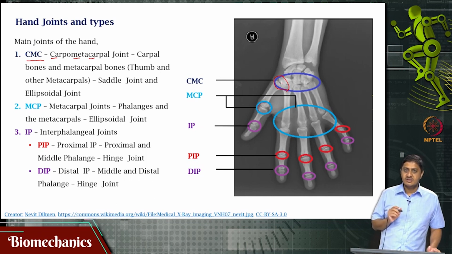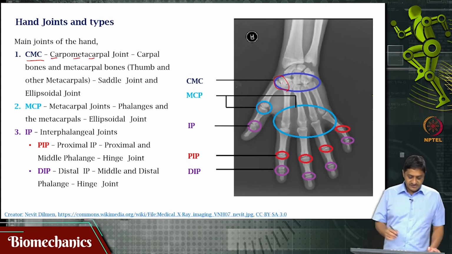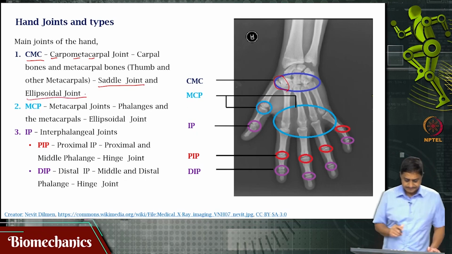However, for the thumb a lot of articulation, a lot of movement originates at the CMC joint, a unique feature of the thumb, something that we will have to discuss in future. So, the nature of this joint is a saddle joint, an ellipsoidal joint.